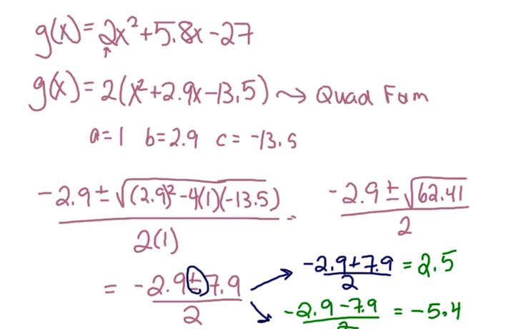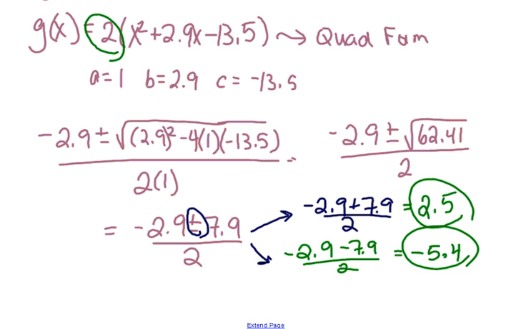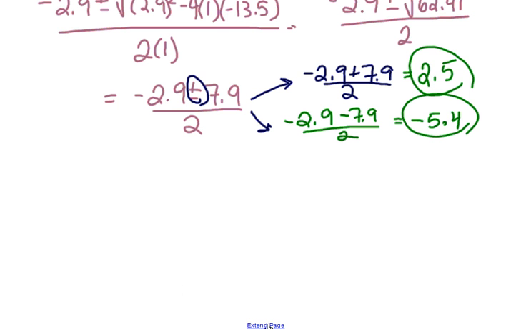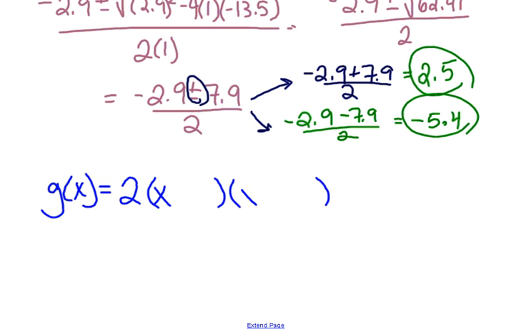Okay, so we're going to take these two as our roots in conjunction with our 2 up here, and we're going to write it in x-intercept form. So let's go ahead and get some more page up there. So now I've got my g of x. My 2 is on the outside. I have my 2 binomials. It's going to be x, and it's going to be x.